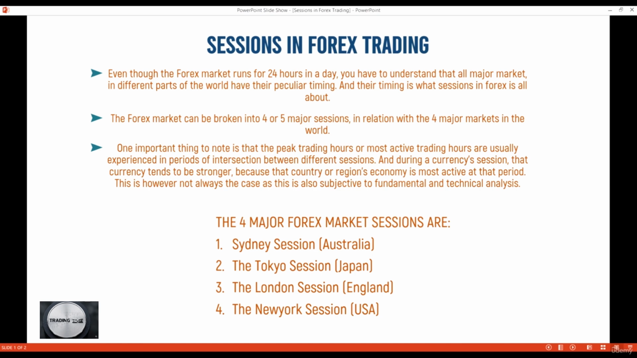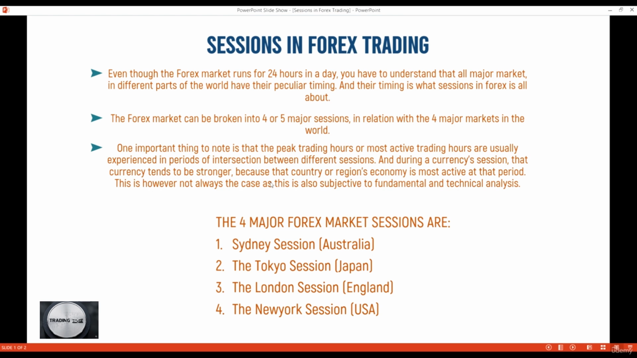The Forex market can be broken into 4 or 5 major sessions, in relation to the 4 major markets in the world. So we have 4 major markets in the world, and the sessions can be broken down into 4 major sessions based on these major Forex markets.